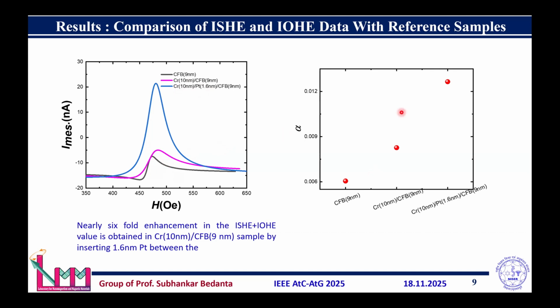This is the Gilbert damping of the different samples. We see an enhancement in the Gilbert damping when we put 1.6 nanometer of platinum. This is obvious because when spin relaxation occurs, it enhances the Gilbert damping factor.